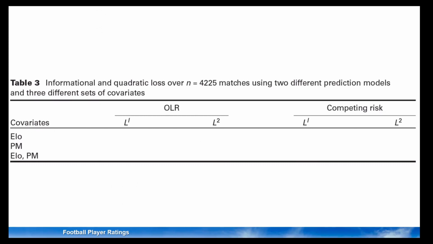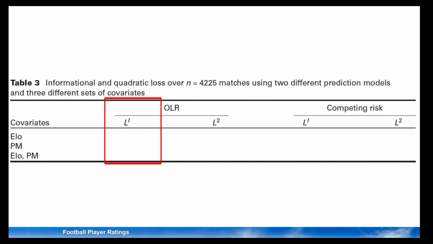The inputs to the prediction models are either the difference in ELO ratings for the two teams, calculated before the start of the match, or the difference in average plus-minus ratings for the players in the starting lineups of the two teams, or both differences provided at the same time. Let us first look at the ordered logit regression model and its predictions as evaluated by the informational loss.